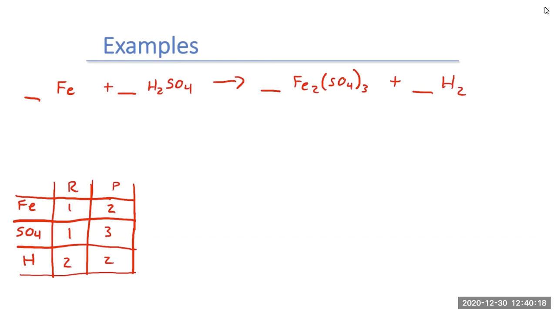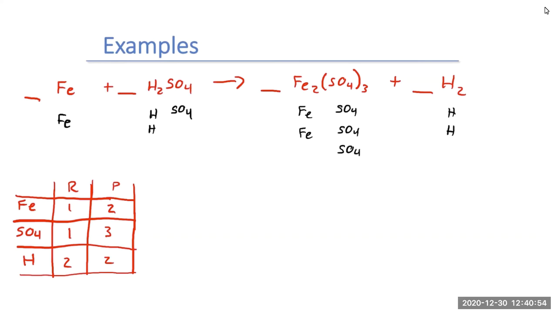And now also, if you're a more visual person, you can draw out everything underneath it. So you see I have 1 iron, 2 hydrogens, 1 sulfate, 2 irons here, 3 sulfates, and 2 hydrogens. Either way works. The table takes a little bit less space, but if you're more visual and you need to draw it out right now, go for it.